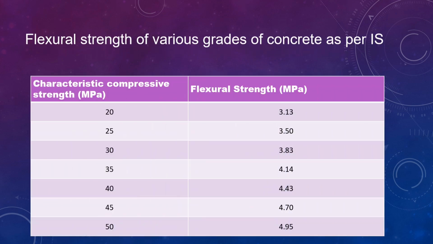This is a comparison of flexural strength and compressive strength. We have seen how to calculate flexural strength from the compressive strength. The flexural strength is equal to 0.7 into square root of compressive strength. So when the compressive strength is 20, the flexural strength is 3.13. When the compressive strength is 25, the flexural strength is 3.5, and compressive strength 30, flexural strength is 3.83, like that. All these values are given in the IS 456.